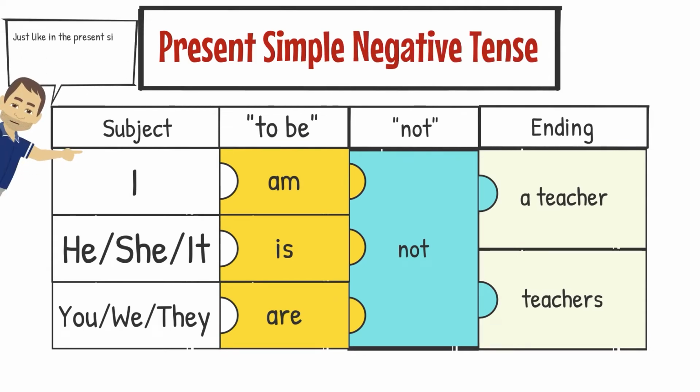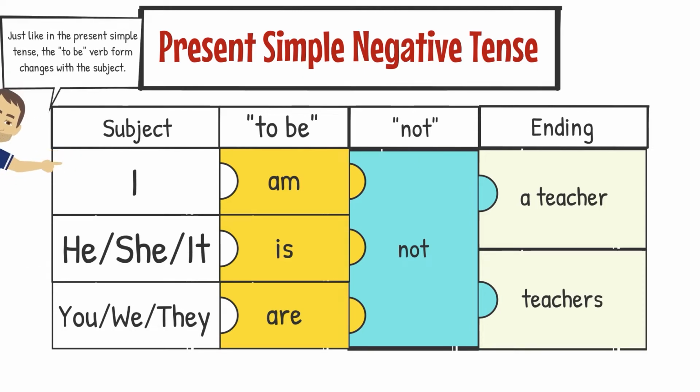Just like in the present simple tense, the to be verb form changes with the subject.